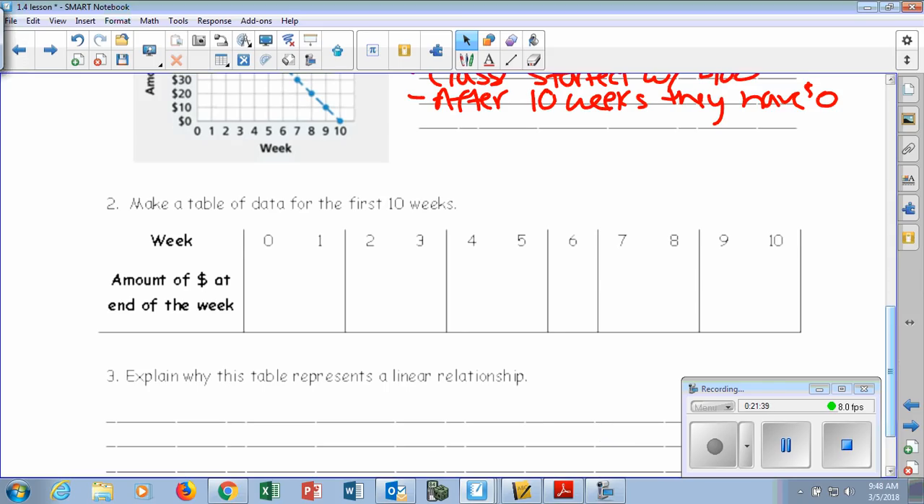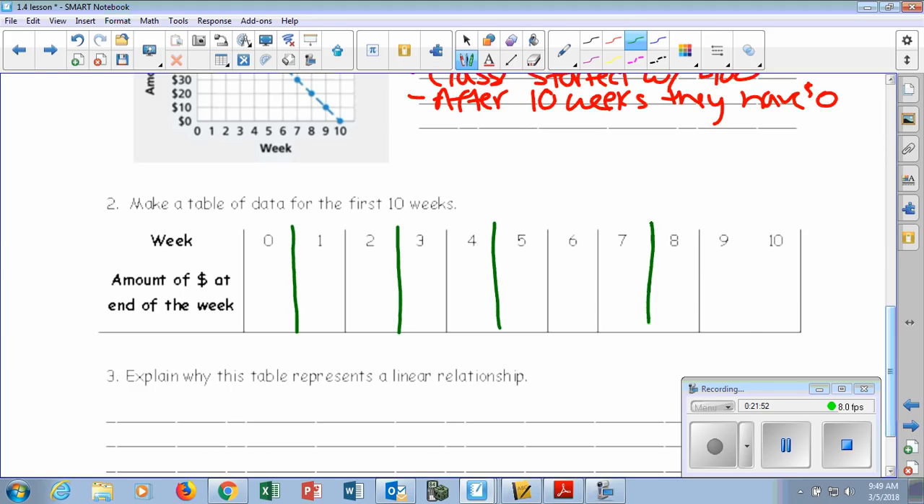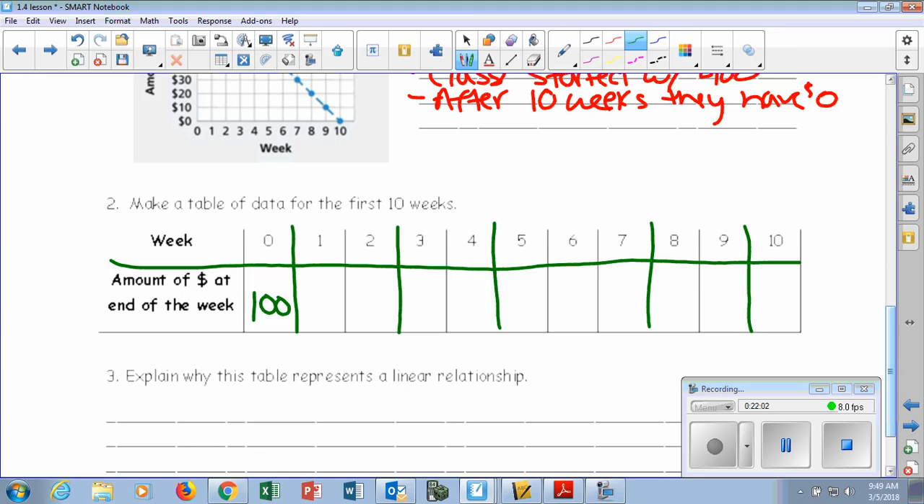So, Elena, do you want to help us create this table? It says make a table of data for the first 10 weeks. Well, I don't know what happened to our table. How many do I say? Why don't you tell us 0 and 1? Okay. 0 weeks. Let me fix our graph a little bit. At 0 weeks, what is it at? 100. And then what about week 1? $90. Okay.